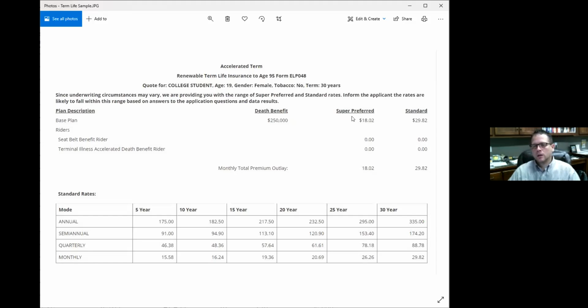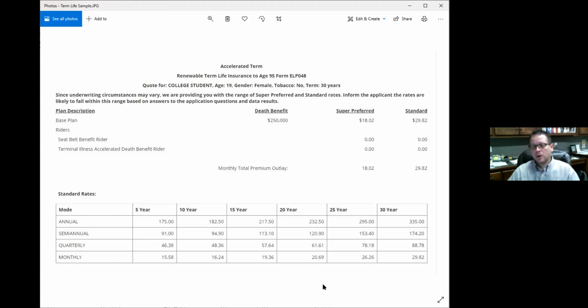Here, the rating. Rating is based upon your health. This is a super preferred, so this is somebody that isn't overweight, isn't on a lot of medicines, and doesn't have any pre-existing health conditions. A standard rate would be somebody that's maybe a little bit more overweight, maybe he's on a medicine or two, and so you can see the rate here. Down in the table, this table uses the standard rating, but what I just wanted to show you here was, hey, if I want this policy, this $250,000 policy, and I only want it for 5 years, my monthly premium is only $15 a month.